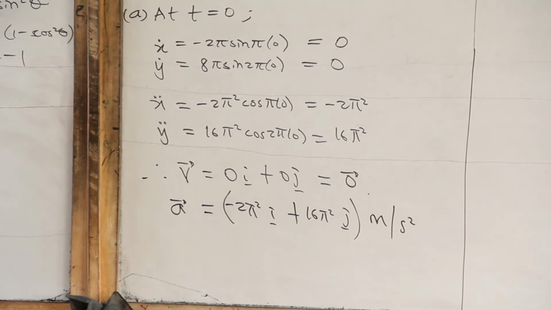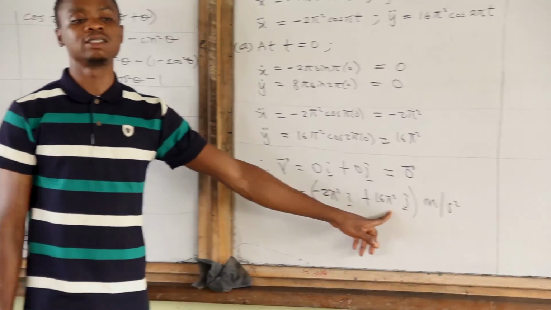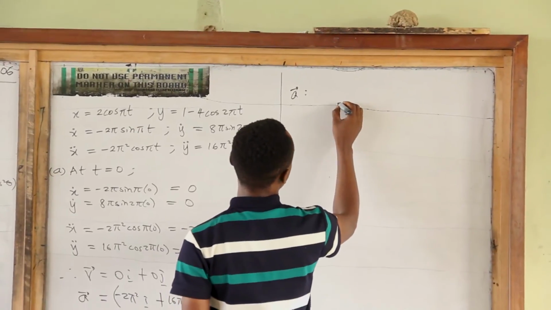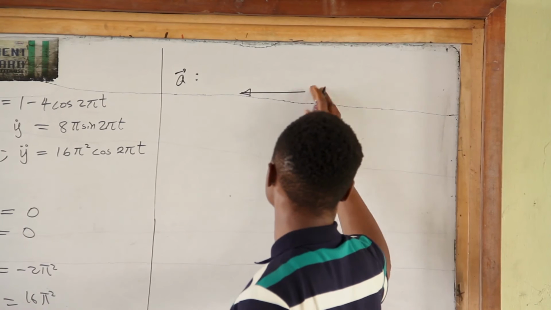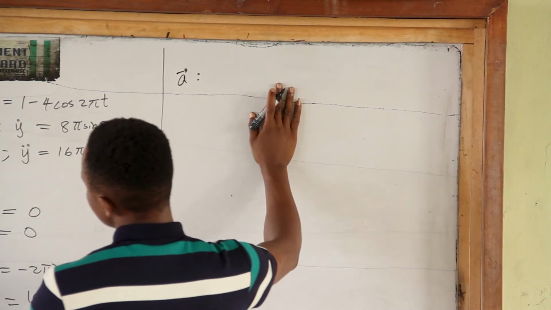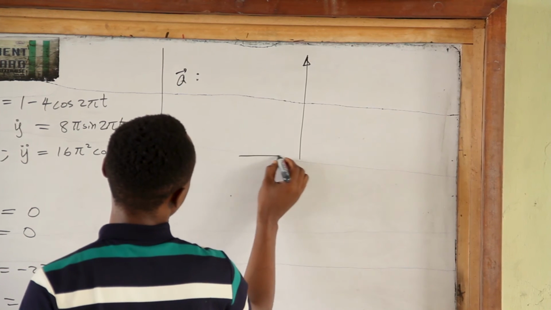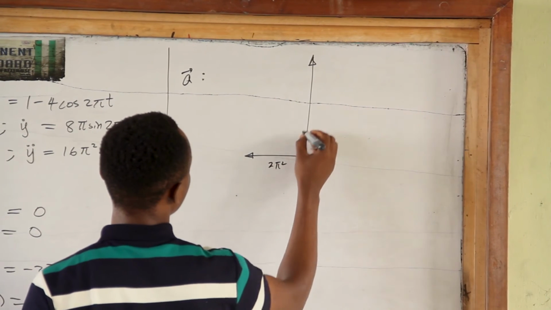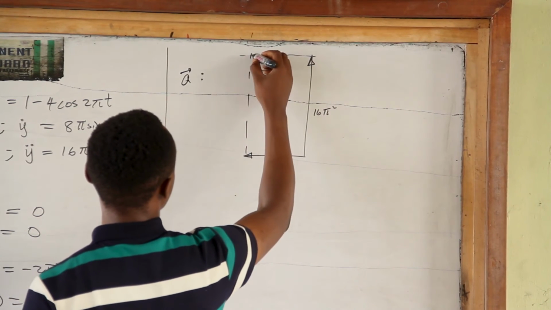So we can now obtain its magnitude and direction. Its x component is negative, its y component is positive. That means acceleration is going to look this way. X component is negative, so we have something pointing in this direction. Now the y component is positive, so something pointing in this direction. This should be significantly longer, since this is 16 pi squared and this one is 2 pi squared. Of course, it's not drawn to scale, it's just reasonable to have it like this.